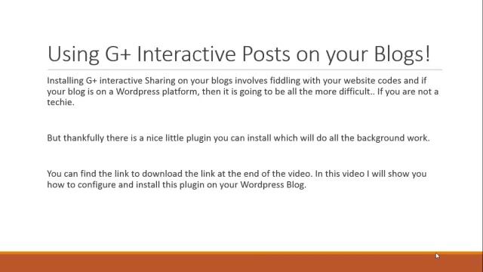Now, installing G Plus interactive sharing on your blogs involves a lot of fiddling with your website code. And if your blog is on a WordPress platform, then it is going to be all the more difficult. But if you're not a techie, the best thing to do on a WordPress blog is to look for a plugin. And thankfully, there is a nice little plugin for G Plus interactive posts. You can install that plugin and it will do all of the background work for your WordPress blog. You can find the link to download the plugin at the end of the video, and I will also show you how to configure and install this plugin on your WordPress blog in a minute.